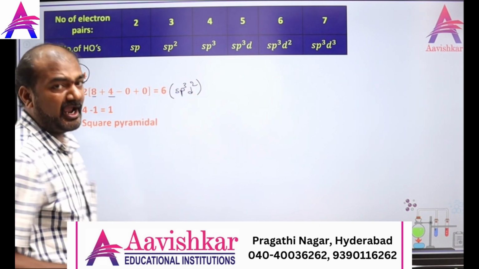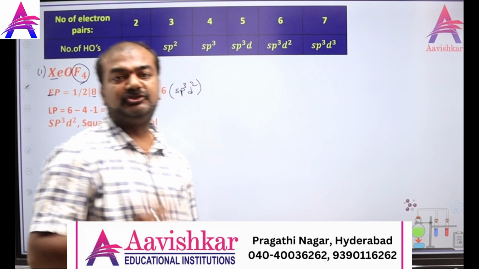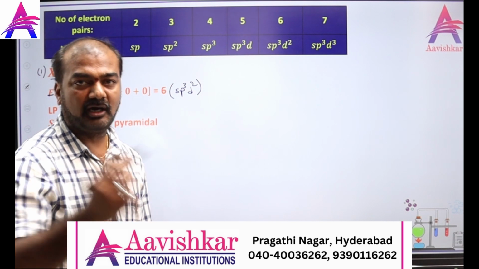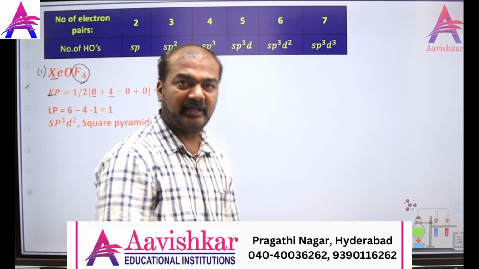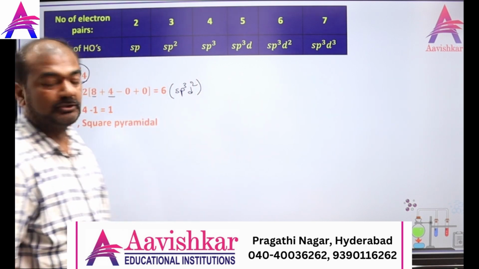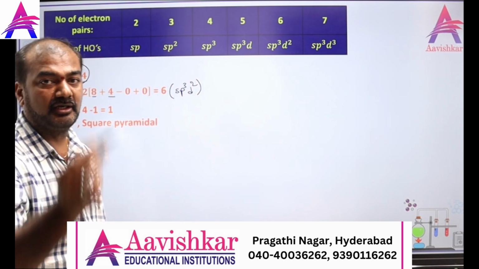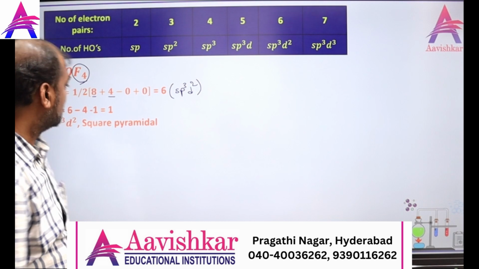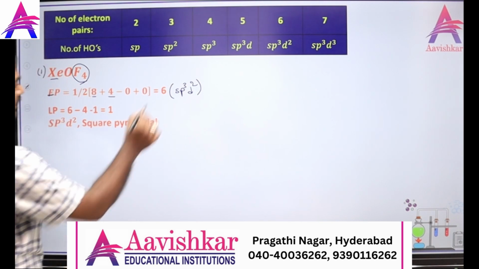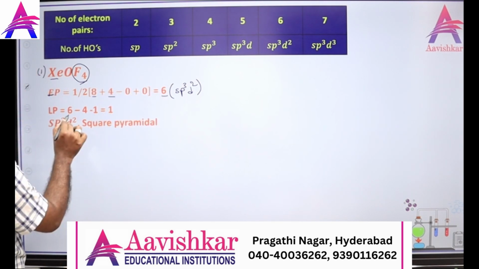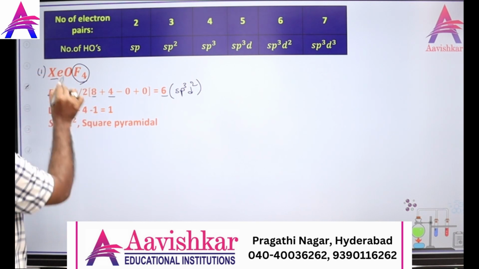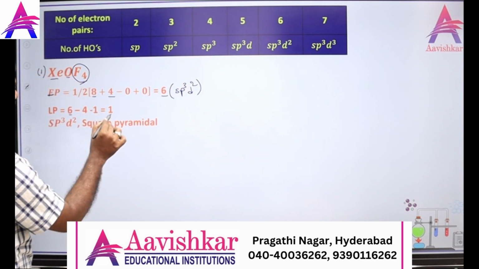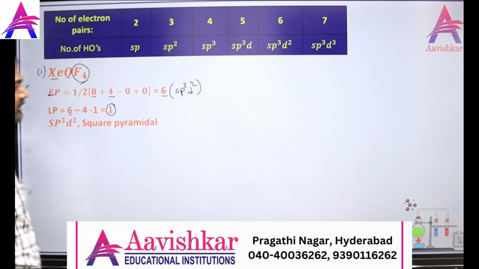But only hybridization is not going to give the geometry to the molecule, because we already discussed that the shape of the molecule depends upon bond pairs as well as lone pairs. So here hybridization does not directly give the geometry. The lone pairs can be found as follows: 6 minus 4 for the monovalent species, then minus 1 for the divalent oxygen. That's why the number of lone pairs will be 1.